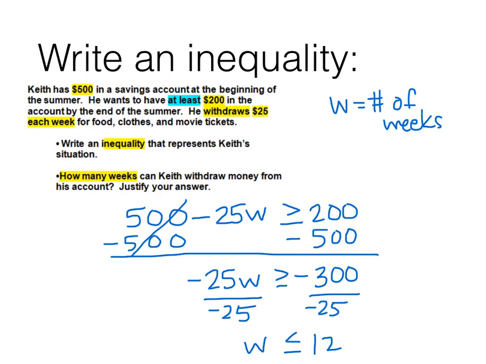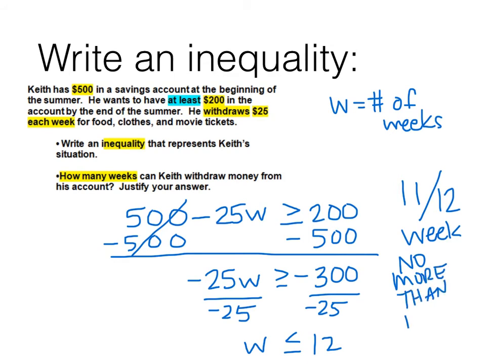But reasonably, if he wants to have at least $200 left, he could do 11 or 12 weeks, but no more than 12 weeks. And if you look at your inequality symbol right there, that's exactly what symbol that is. A less than or equal to is a no more than. Could be equal, but it can't be more than, must be less than. So no more than 12 weeks.